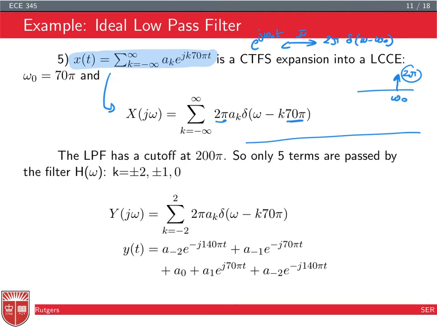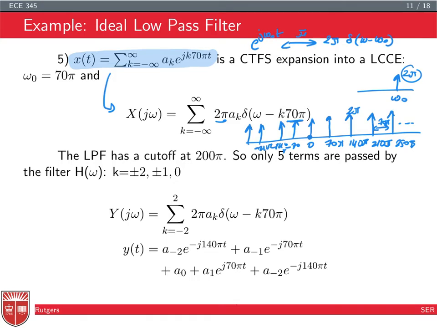So for k equal to 0 you have an impulse function at 0, and then k equal to 1 is an impulse function at 70π, at 140π, and then at 210π, and so on and so forth. So again, the interval is 70π. And also on the other side you're going to have minus 70, minus 140, minus 210π. And again, the amplitude or the magnitude here is 2π.